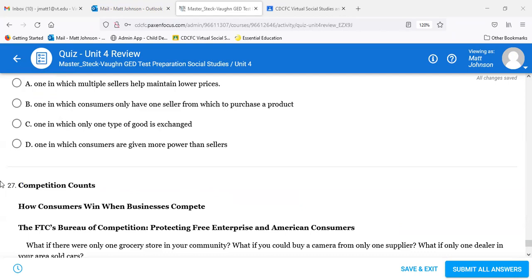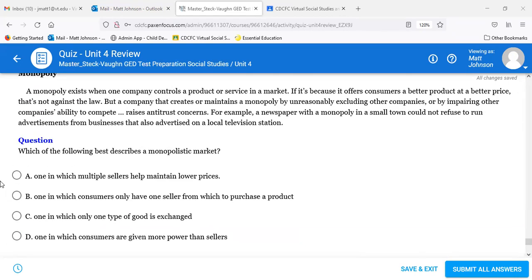Grace, could you read 26? Okay. Which of the following best describes a monopolistic market? A, one in which multiple sellers help maintain lower prices. B, one in which consumers only have one seller from which to purchase a product. C, one in which only one type of good is exchanged. And D, one in which consumers are given more power than sellers.